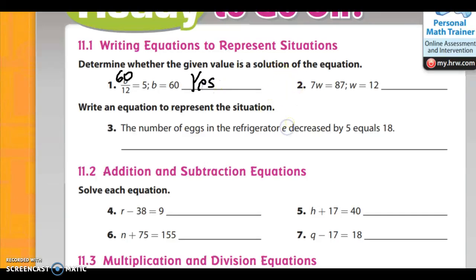All right, how about number 2? You're supposed to take the w out and replace it with 12. And I get 7 right next to 12. That means 7 times 12. Is 7 times 12 equal to 87? Well, let's find out. 7 times 12. 7 times 2 is 14. 7 times 1 is 7, plus 1 is 8. I get 84. It's not 87. The answer is no. So we've got a yes for number 1 and a no for number 2, and let's go ahead and move on.